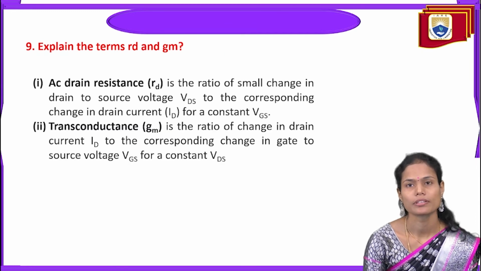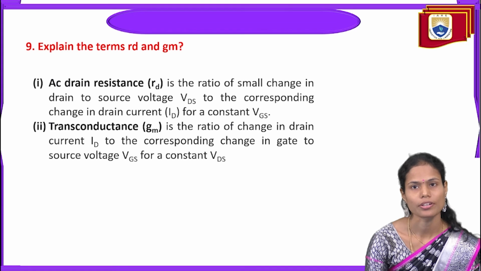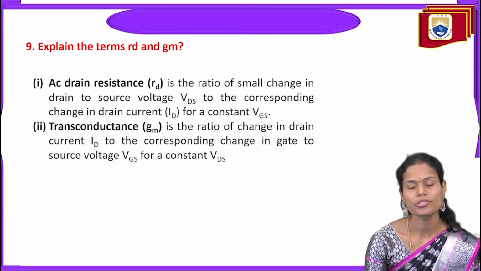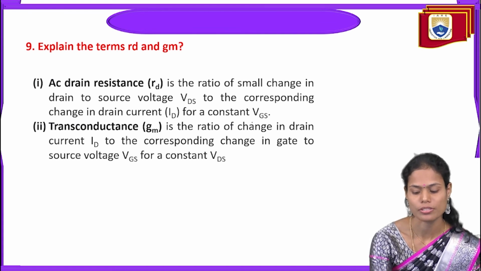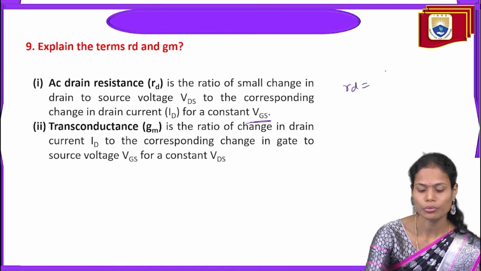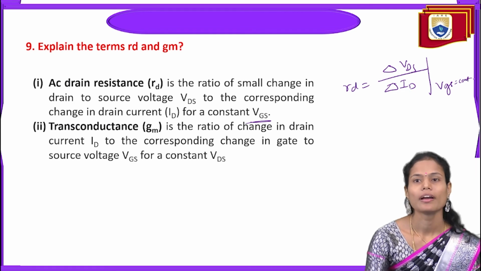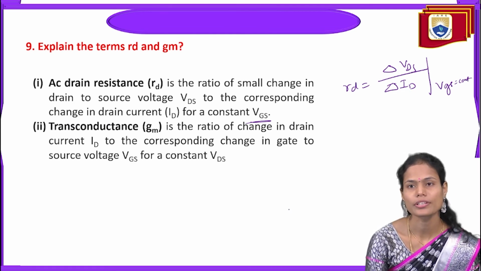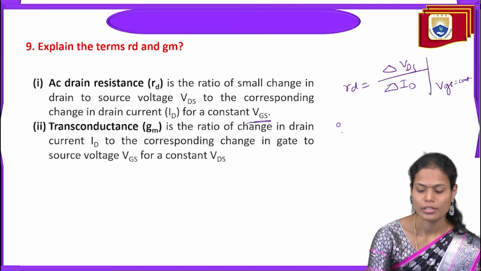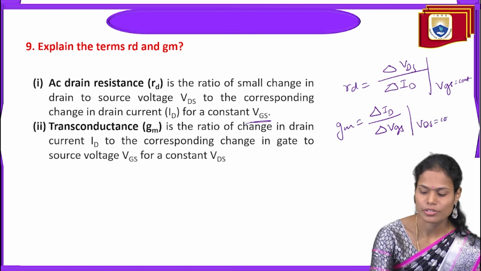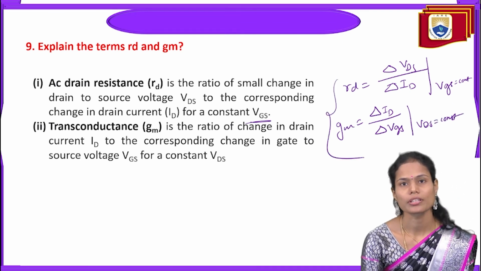And next, explain the terms drain resistance and transconductance. So drain resistance, it is the ratio of small change in drain to source voltage to the corresponding change in the drain current whenever VGS voltage is constant. So we can write RD equal to delta VDS by delta ID whenever VGS is constant. And transconductance, it is the ratio of change in drain current to the corresponding change in the gate to source voltage. That is GM equal to change in current to the change in gate to source voltage whenever VDS is constant. So these two formulas are very important in the case of FETs.